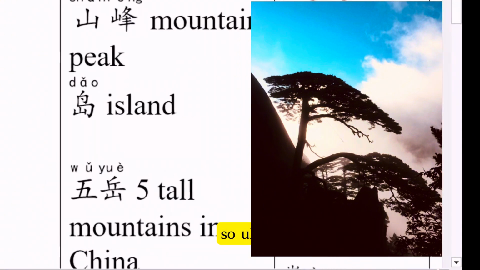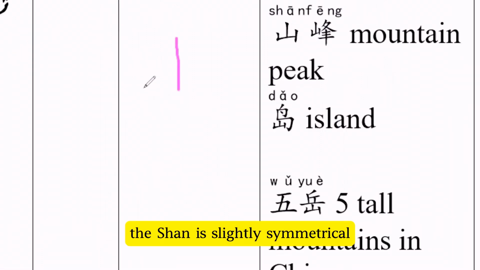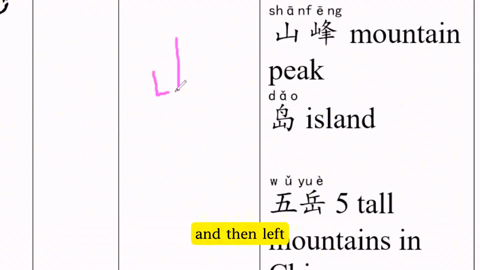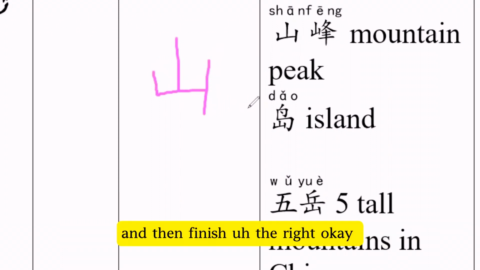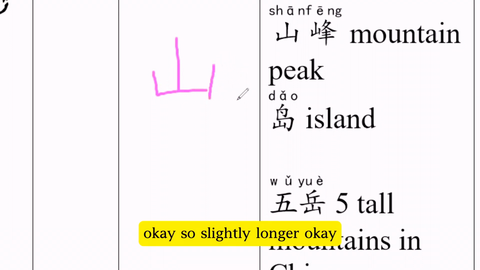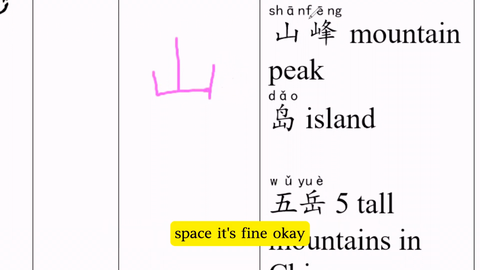Okay, so let's try to write this 山 before we move to the idiom. 山 is slightly symmetrical, so we're going to start with the 竖, the middle part, and then left, and then finish the right. When you finish, just write it slightly longer. I think I did it too long. So slightly longer. You can connect or have a little bit of space, it's fine. So it's just 山.